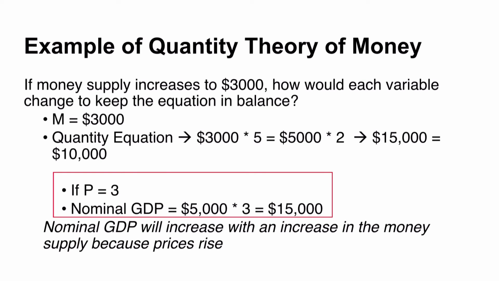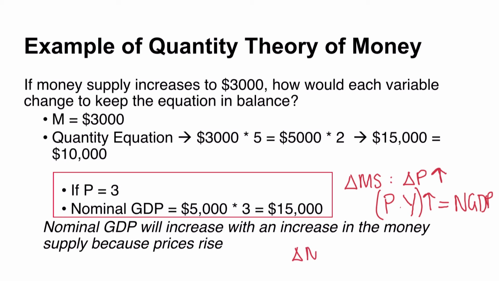So what we see then, if there's a change in the money supply that leads to an increase in the price level, that tells us also that the price level times real GDP is going to increase, since real GDP doesn't change. Remember, this is another way to calculate nominal GDP. So if there is a change in the money supply leading to an increase in the price level, we would anticipate that nominal GDP will also increase in response to this change.